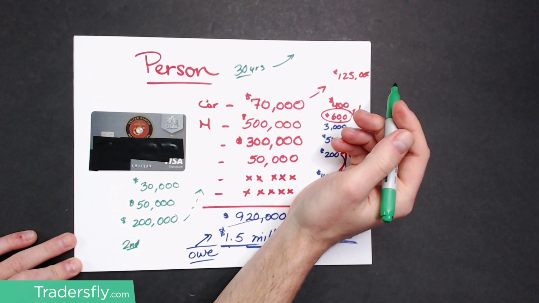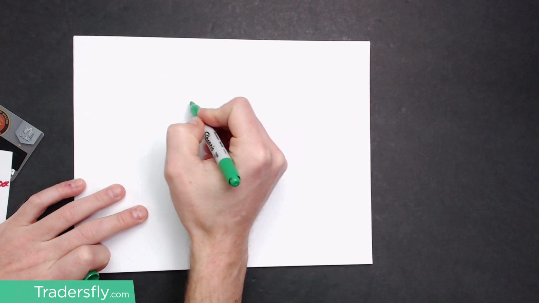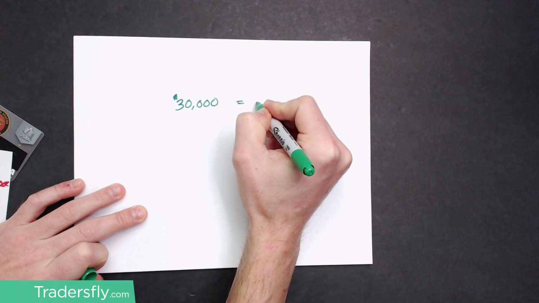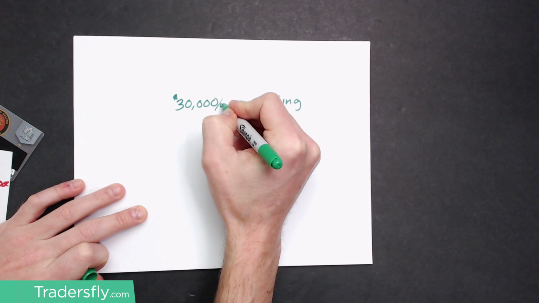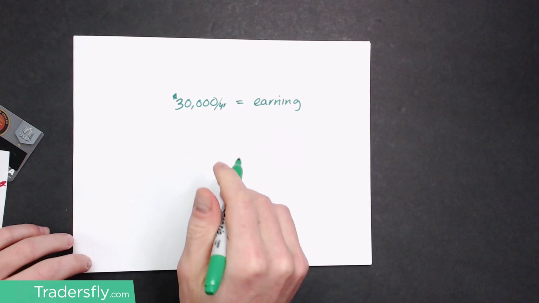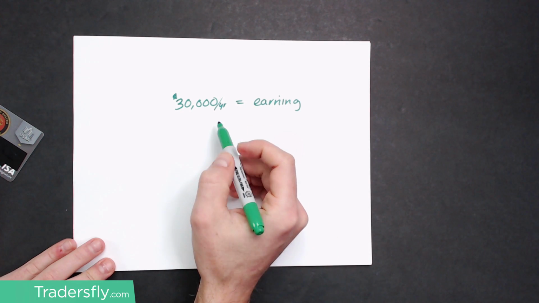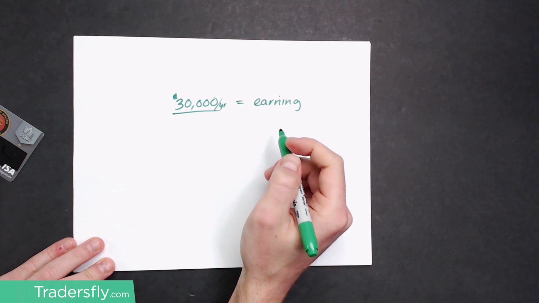So let's say you're only making, on a baseline level, let's say you're making $30,000 a year. Okay, this is your earnings, and you're making $30,000 a year. Just a general salary, middle income or lower income tier. Just a working class, $30,000 a year in earnings.